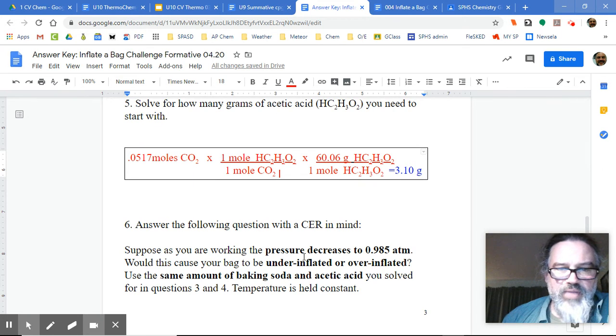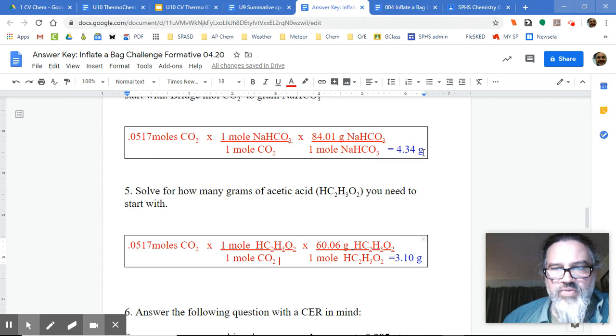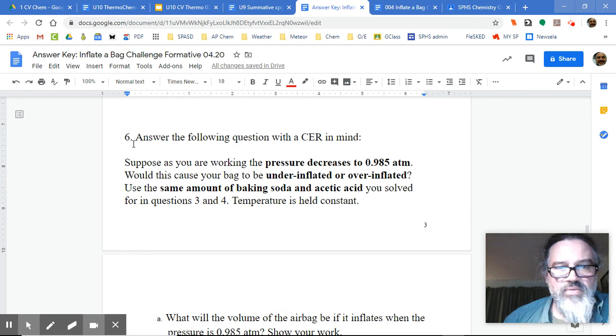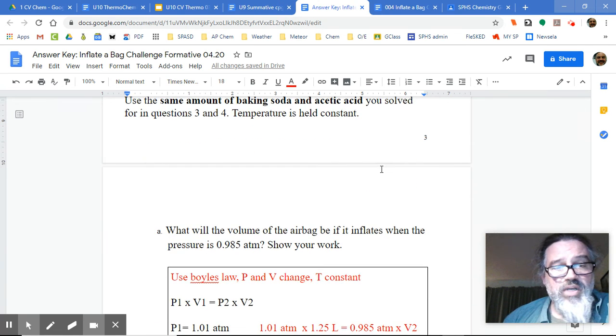And you want to remember that you're going to use your 3.10 grams of acetic acid and your 4.34 grams of this. You're going to try and make exactly this much CO2. The only difference now is the pressure went down. So if the temperature stays the same but the pressure goes down, what should happen to the volume? Conceptually, you should understand Boyle's law and understand what should happen.